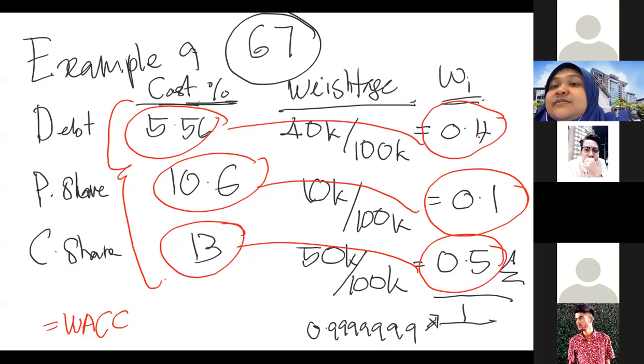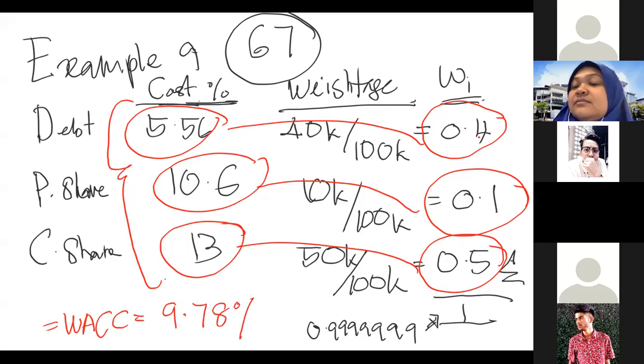Dalam buku ni dia memang convert ke dalam bentuk decimal. So kalau you convert dalam bentuk decimal, jawapan you pun akan dalam bentuk decimal. Tapi kalau you guna cara saya, dia dalam bentuk percentage macam ni. So the ending answer would be 9.78. So the answer is already in percentage.